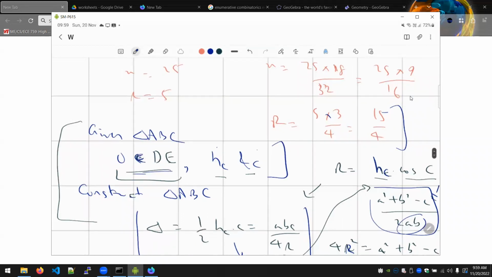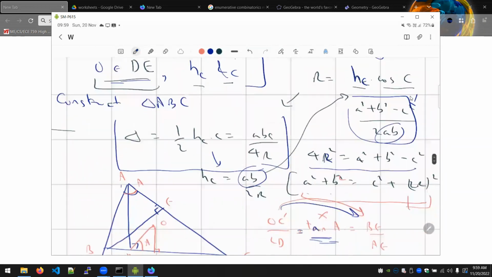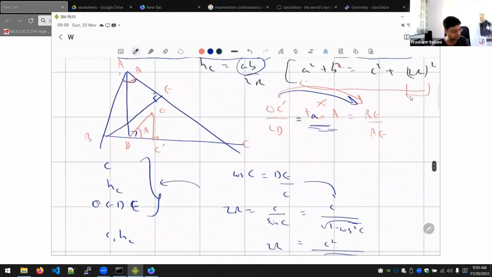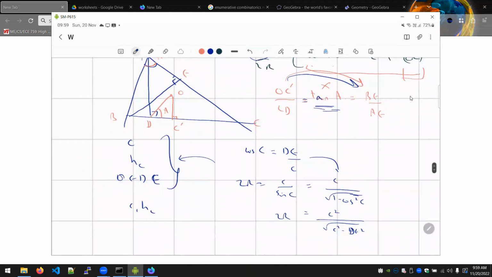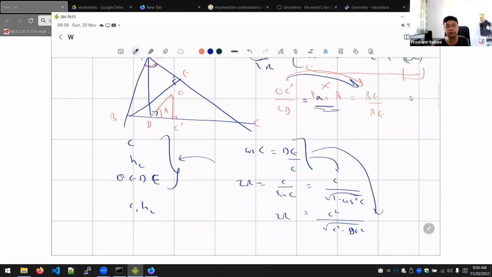Sir, over there, what have you written? Can you scroll down? In the denominator, you've written root over C square minus DE square. Oh, okay. And if you just substitute this over here and you clear the denominators, you get that. Yeah, got that.